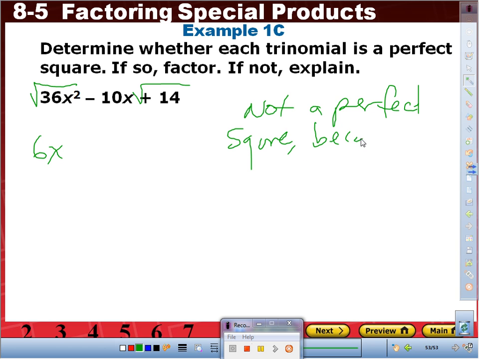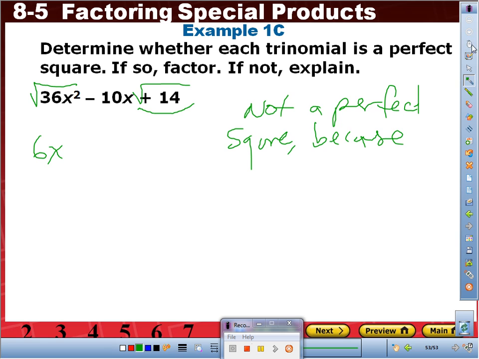Because, think about it, why isn't it a perfect square? All right, share it with your neighbor, please. Look at the third term. What is the third term here? 14. Is that a perfect square? No, because we couldn't find the square root. We can find a root, but it's going to be a decimal estimate, right? It only works if it's a perfect square on the first and the last term.